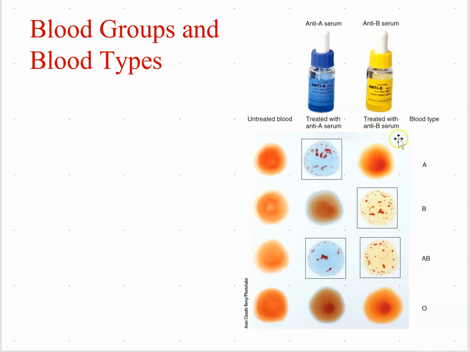All right. Similarly, type B antibodies are produced by injecting type B antigens in a bunny rabbit. The bunny rabbit produces antibodies against type B blood.